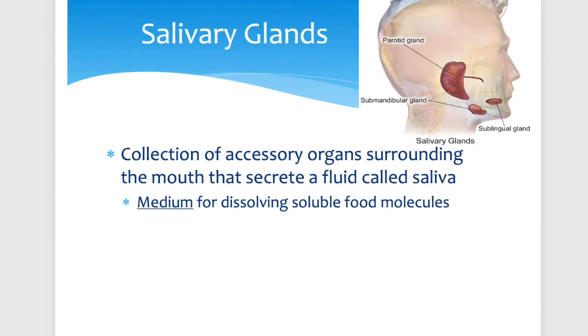The other accessory organs that we have with your mouth are salivary glands. You have a variety of these located around the mouth. You can see you have your sublingual, which is below your tongue, submandibular, which is below your jaw, and then the parotid, which would be up in your cheek, below your ear. And they're all going to secrete a substance called saliva, which is a clear fluid. It's got enzymes in it that allow the process of chemical digestion to begin.